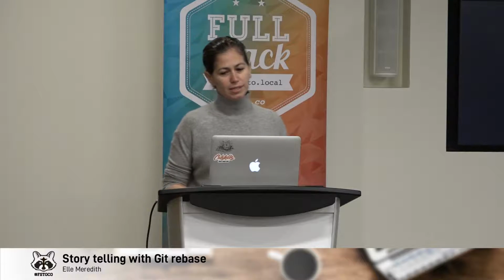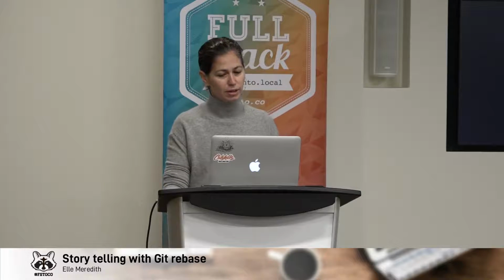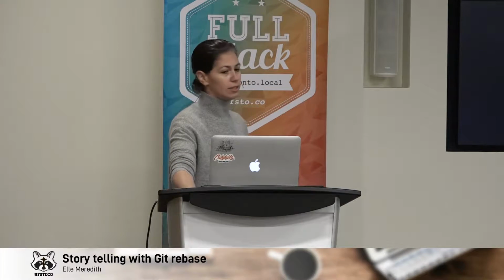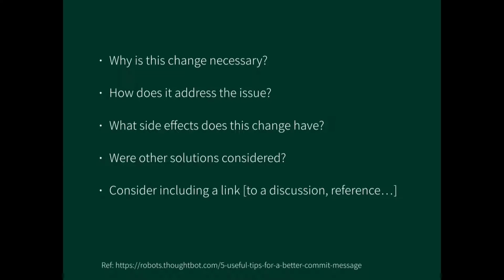Try to always write commit messages as if you're explaining the changes to a colleague sitting next to you who has no idea what's going on. Provide as much context as possible and as much useful detail as you can. Trying to answer the following questions is a really good start. For example, why is this change necessary? How does it address the issue? What side effects does this change have? Were other solutions considered? And consider including a link to a discussion, a reference, or a bug tracking system.